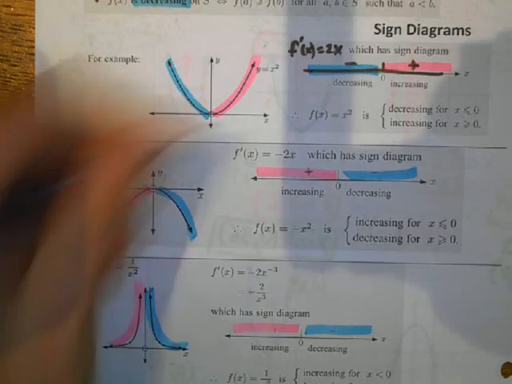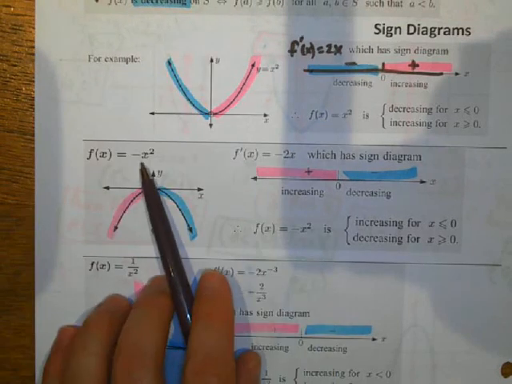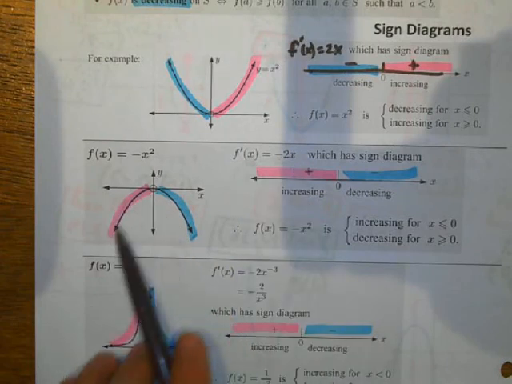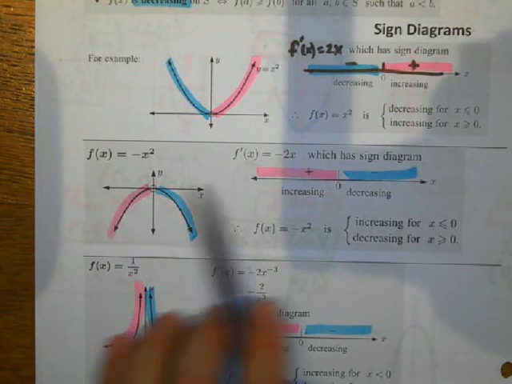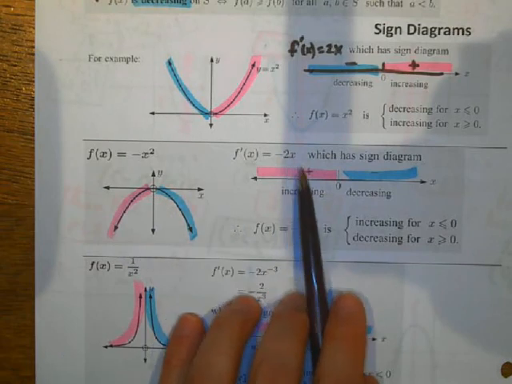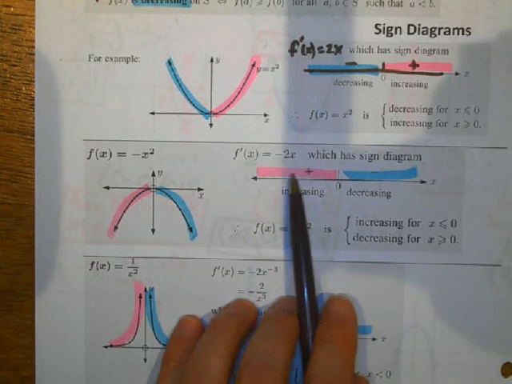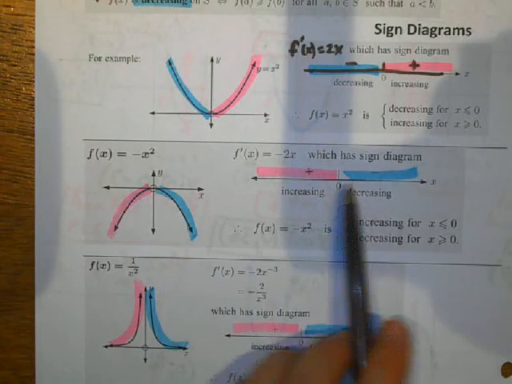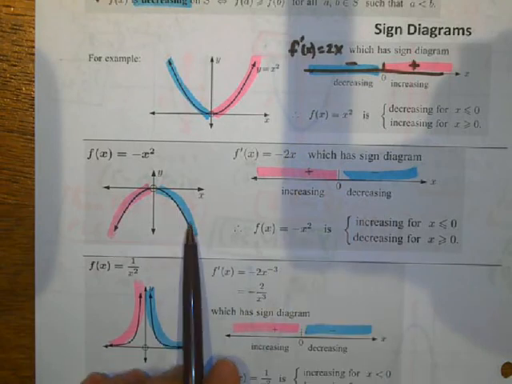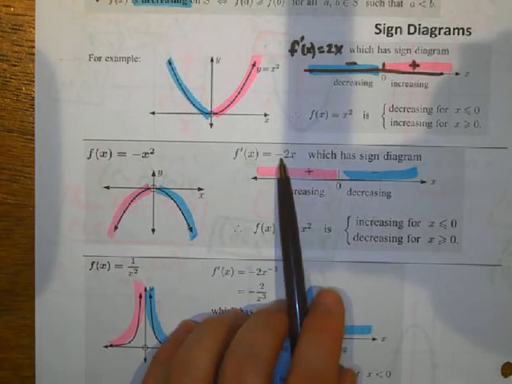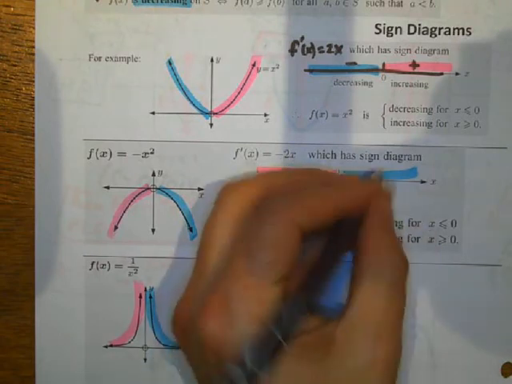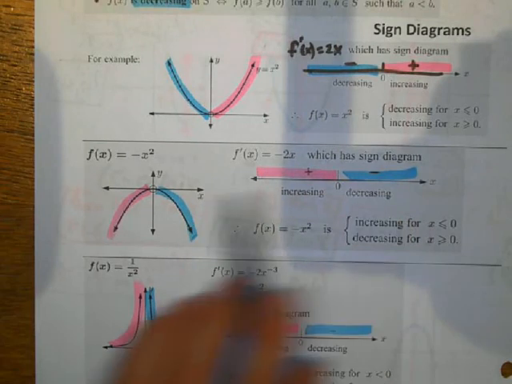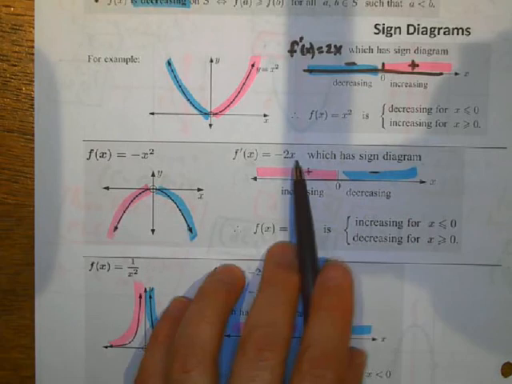So here, my function is negative x squared. So my derivative is negative 2x. If I plug in a negative number in for x, negative 2 times a negative number is going to give me a positive number. Whenever the derivative is positive, that means we have an increasing function. Now, if I have a positive value for x, then negative 2 times a positive value is going to give me a negative, right? So I know it's decreasing if I put positive values in for x.